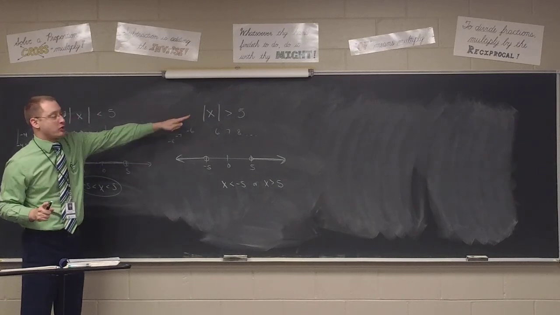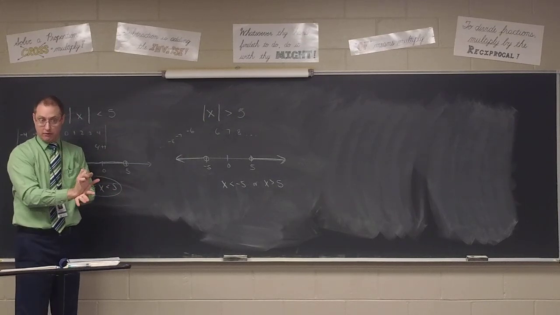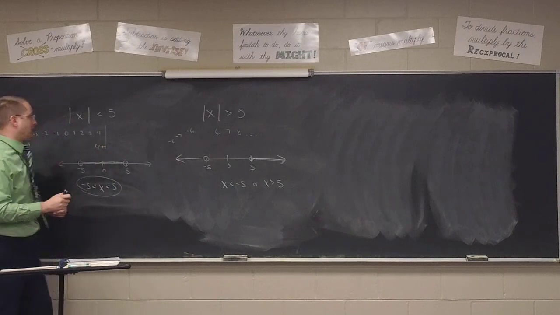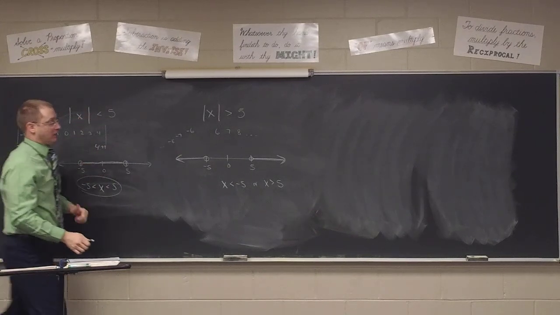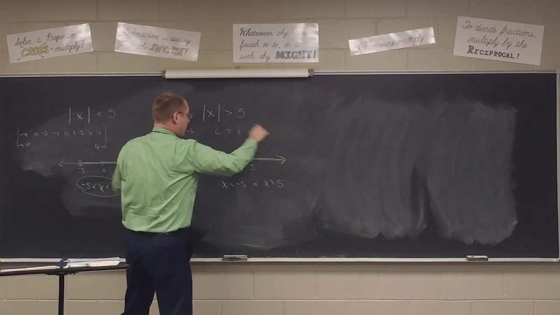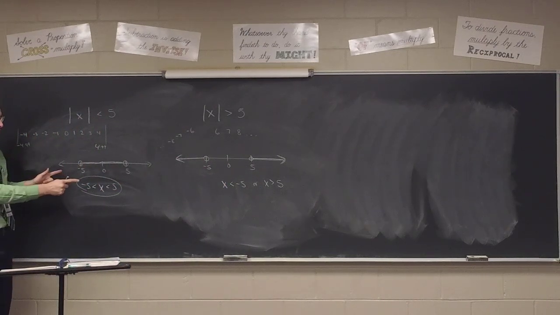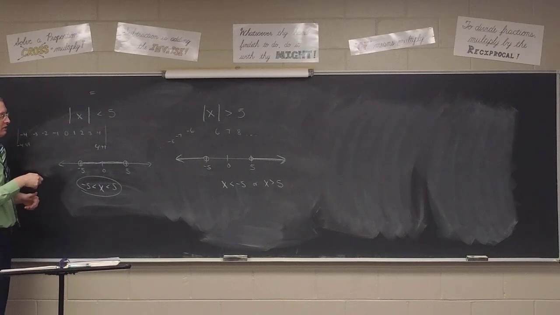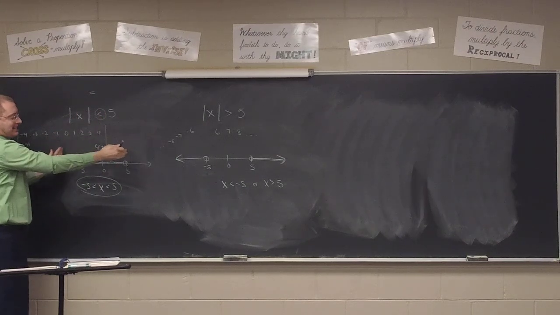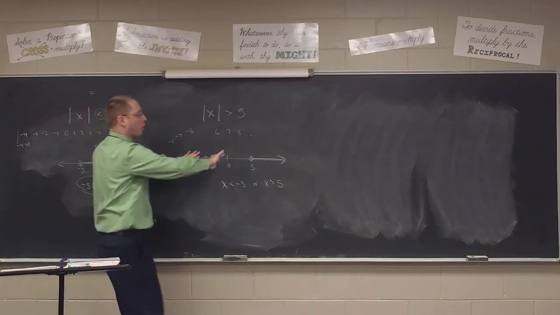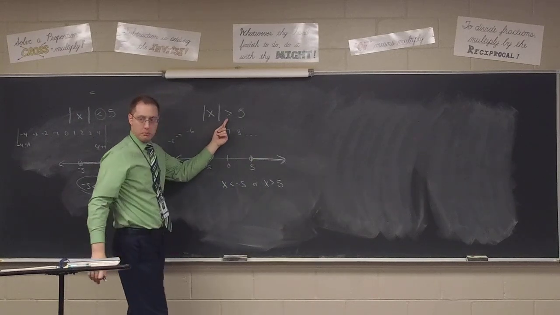Still, absolute value always has the idea of positive, negative. Before it was equal to positive, negative. Sometimes it's in between positive, negative. Sometimes it's outside the positive, negative. But the bottom line is positive, negative is still key. It's just, is it equal to positive, negative, between the positive, negative, or outside the positive, negative?